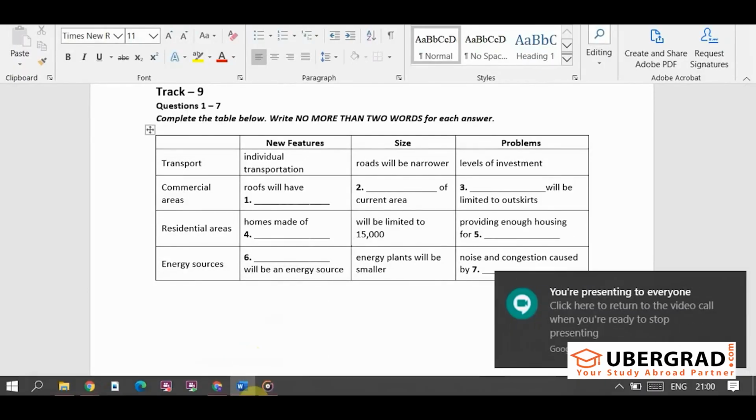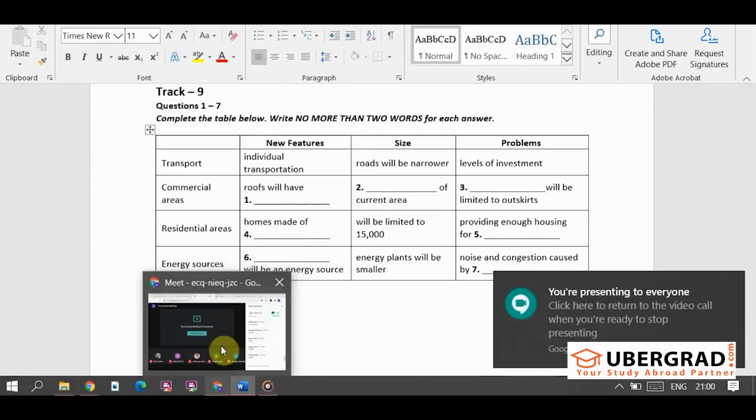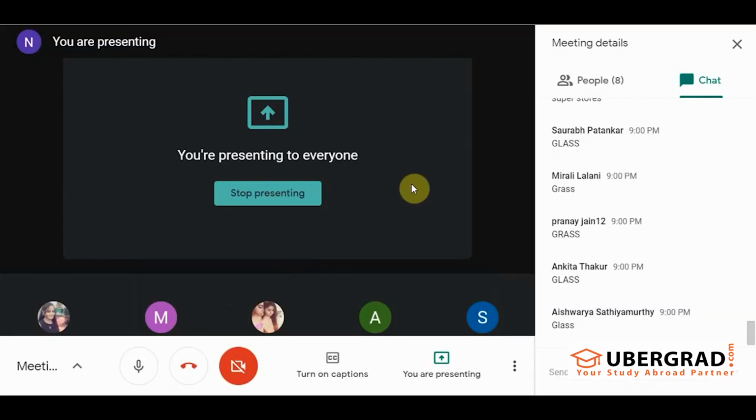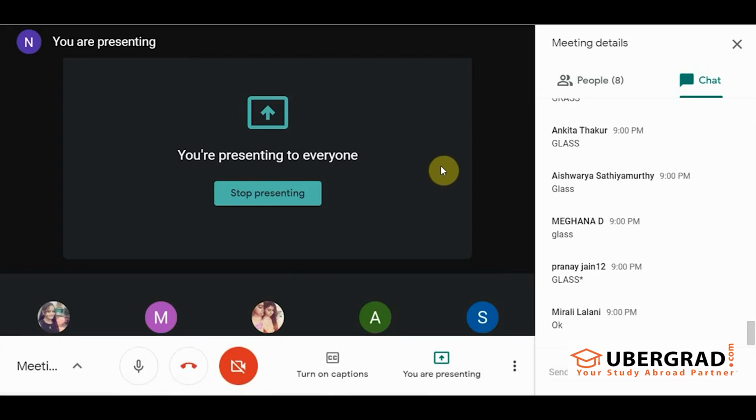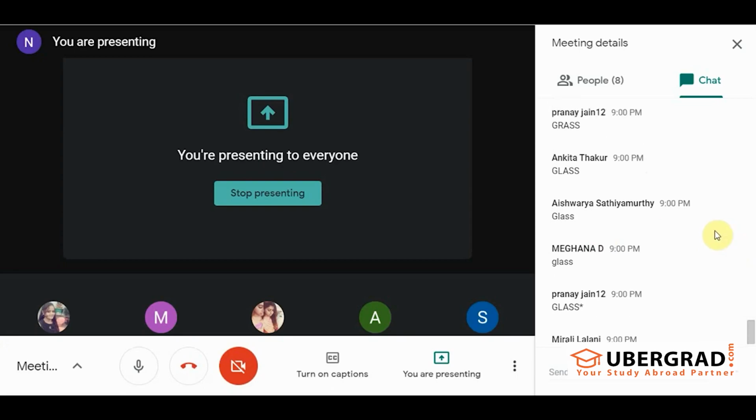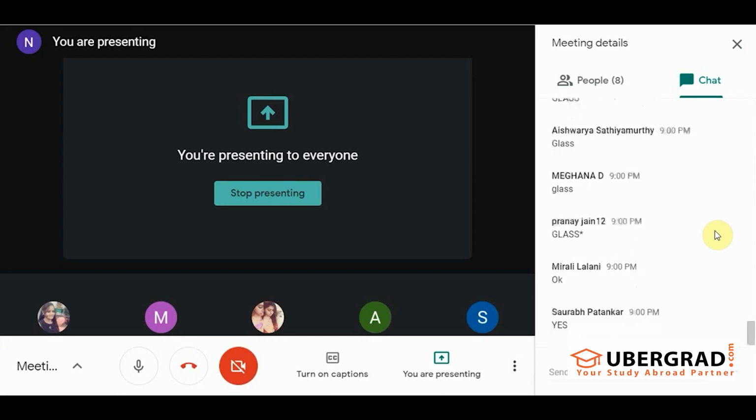Next one. Homes made of. Okay, I expected few people to get grass. That is why they have given a hint in the audio itself where they say that it would allow light to enter. Because the pronunciation is not clear, they have given this hint. So what will allow the light to enter? Grass cannot allow the light to enter, right? So answer has to be glass. Saurabh, got it? Okay, Saurabh has written as glass. Okay, good.